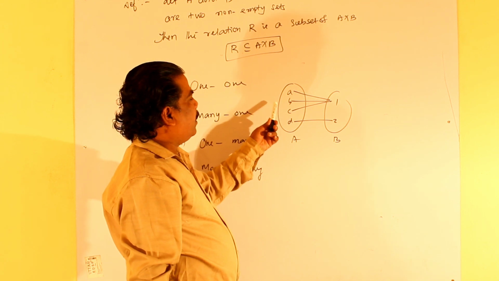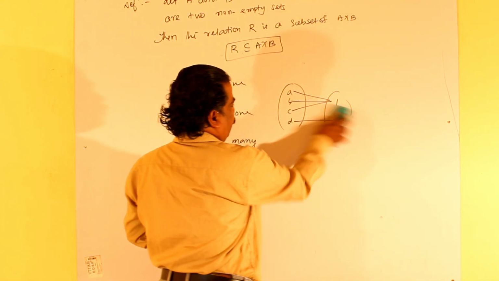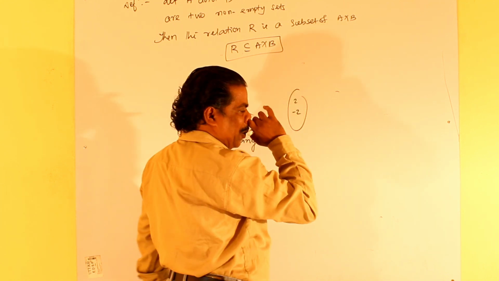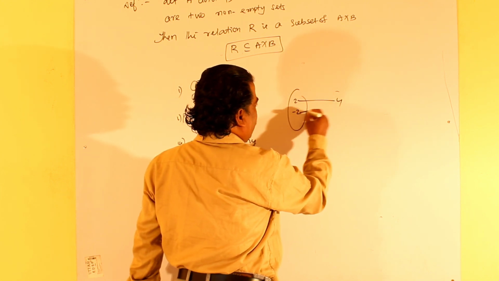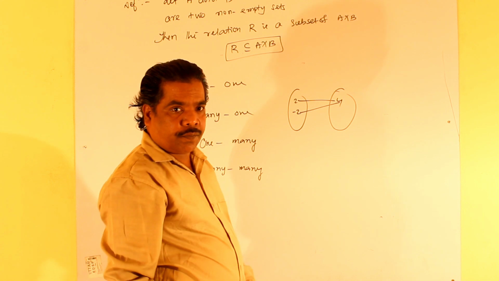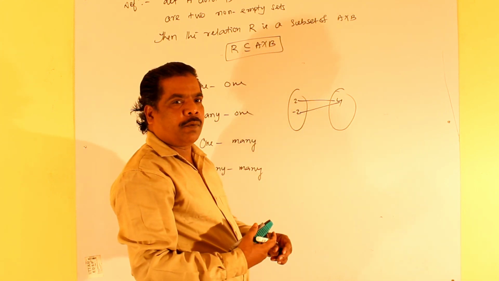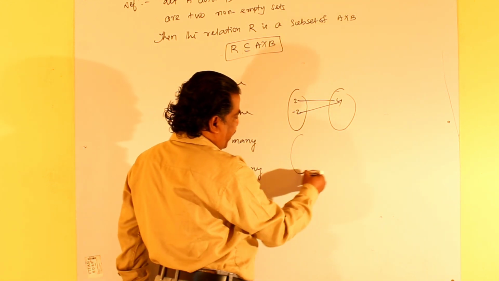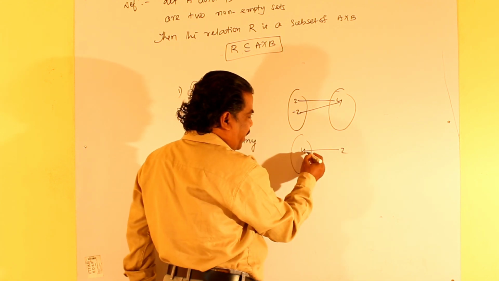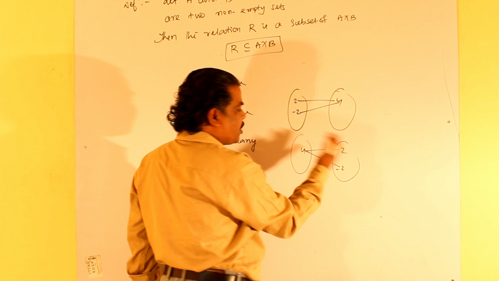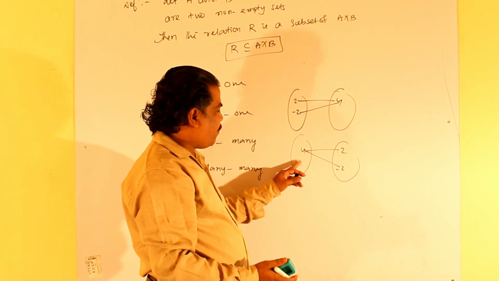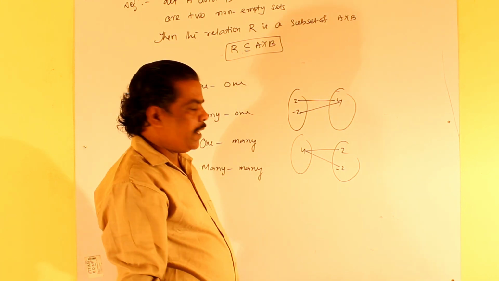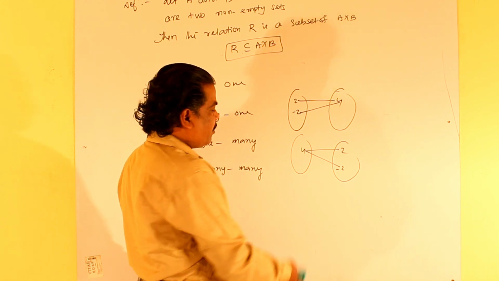Now in the example, the square root of 4 is 2 or minus 2. Each square root is an example of a one-many relation. Each square: 4 is the square of 2, and 4 is the square of minus 2. If one element of the first set is related to many elements of the second set, it is called a one-many relation.